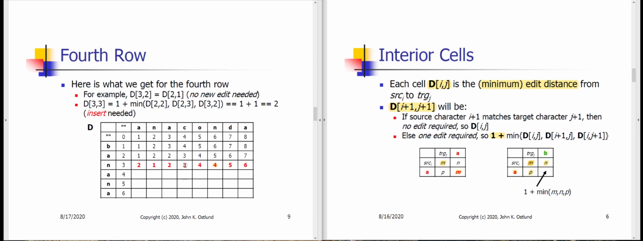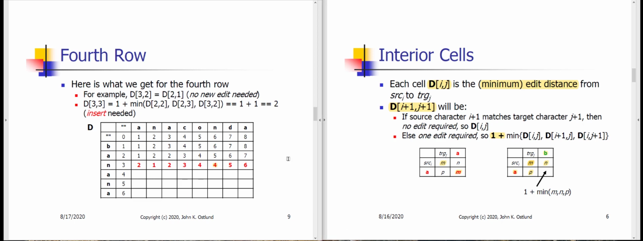We inserted the C and then inserted the O. There's our 4th edit, and that gets us to having the 2 prefixes match. The edited source prefix with those 4 edits now matches anacon. Okay?